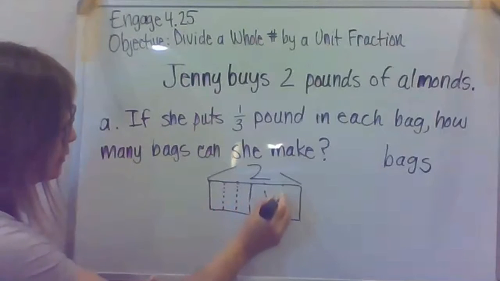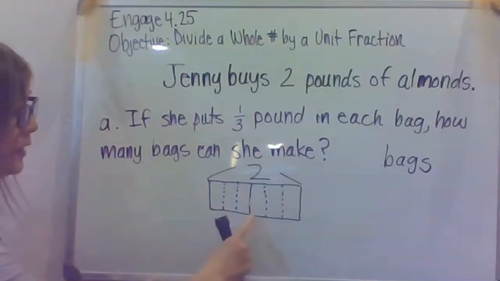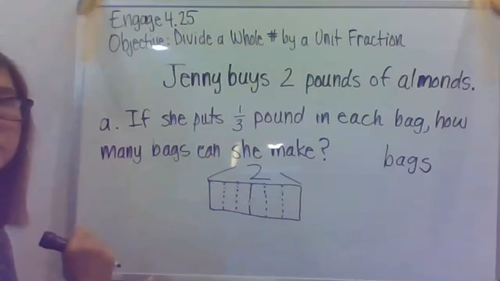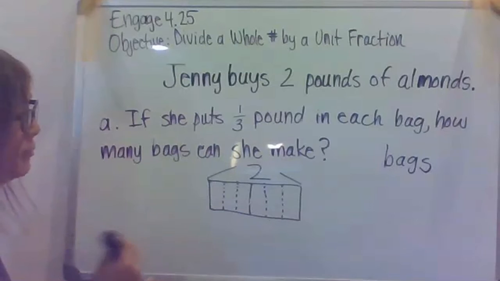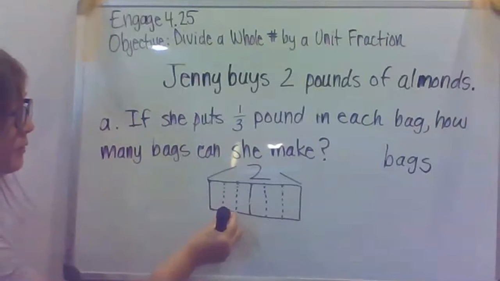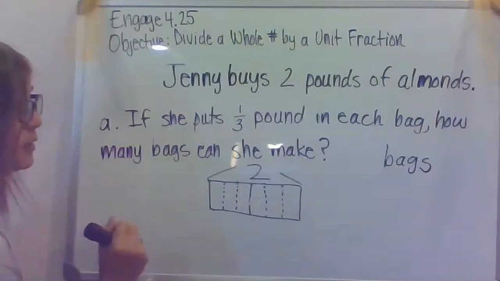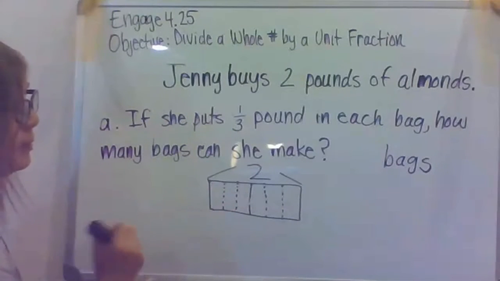And here, and here. Okay, so I have thirds here and I have thirds here. So I took this pound and this pound, my 2 whole pounds, and I split them up into thirds. So they want to know how many bags can she now make? Well, here's a third, here's a third, here's a third. So there's 3 right there, and then how many would be over here? 3 more. So in 1 whole unit, I get 3 bags.